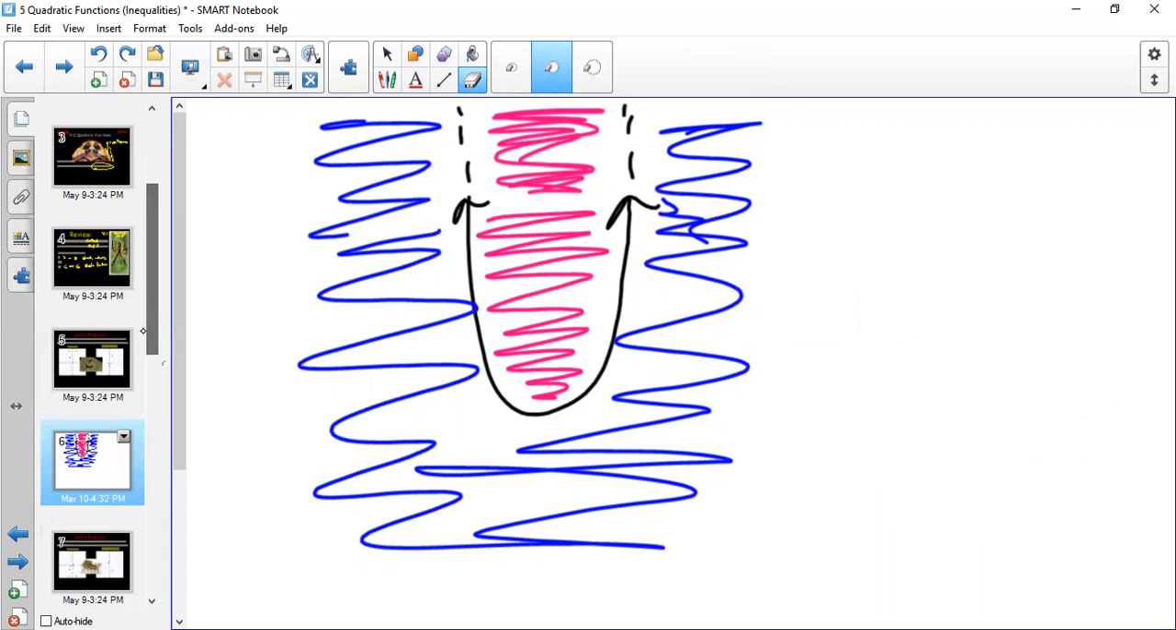And it doesn't matter if it's flipped. So some people want some kind of rule, like if it's greater than, I shade inside. If it's less than, I shade outside. There is no rule with that, unfortunately.